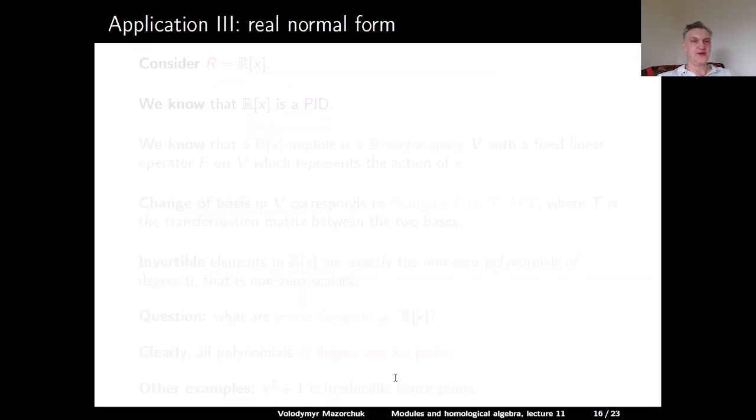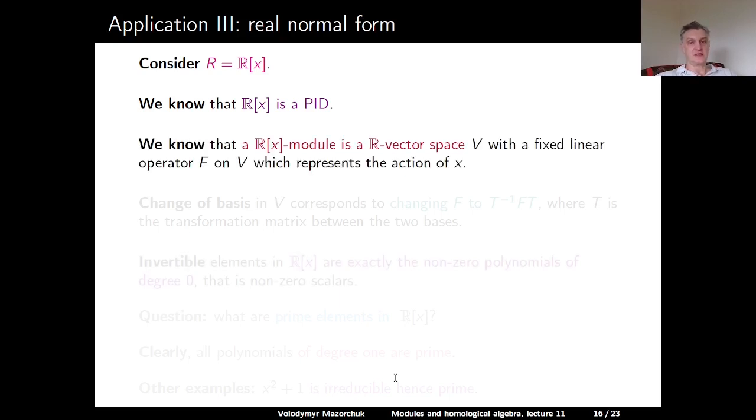And finally, the third application is the real normal form. Here we consider as our ring the ring of all polynomials with real coefficients in one variable. And we know that this is a PID. This is a PID for any field. So we know that a module over this ring is just a real vector space V with a fixed linear operator f on V, which represents the action of x.